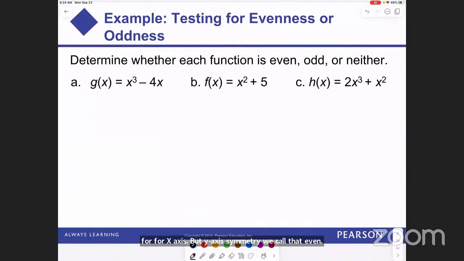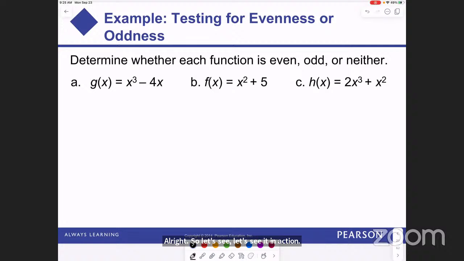Okay. So here we're asked to determine whether each function is even, odd, or neither. Okay. So we're basically doing a test for symmetry. All right. The way we do a test for even, odd, or neither is we replace each x with negative x, simplify, and then analyze the result. All right. So let's see it in action.